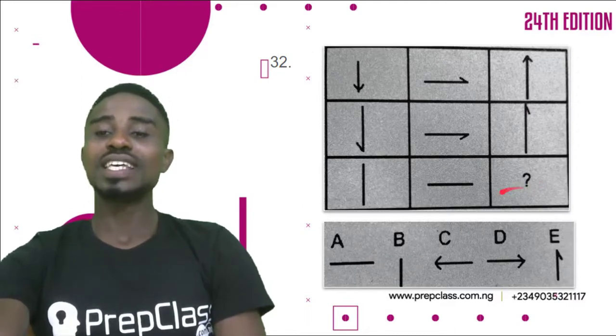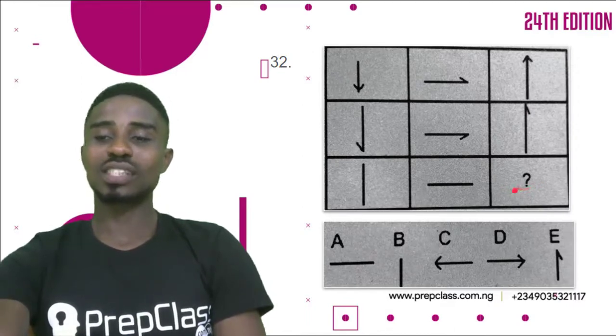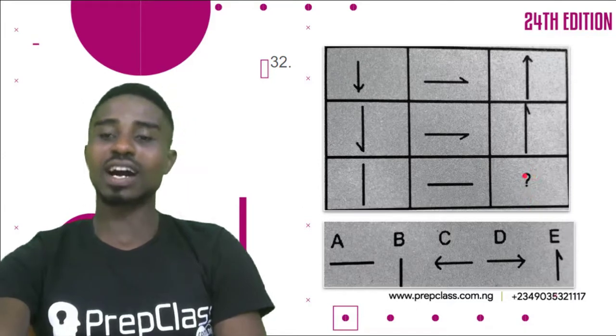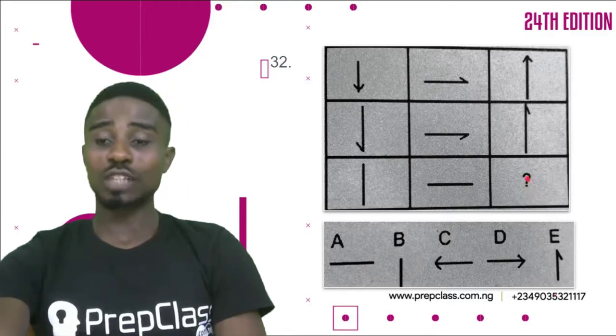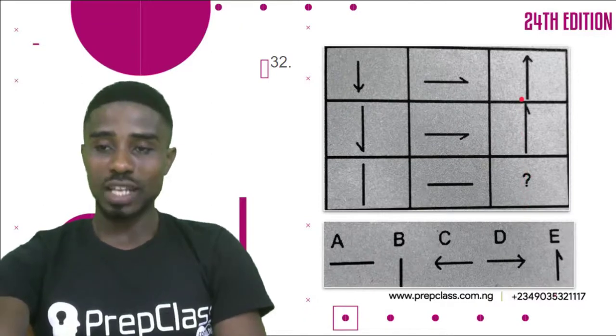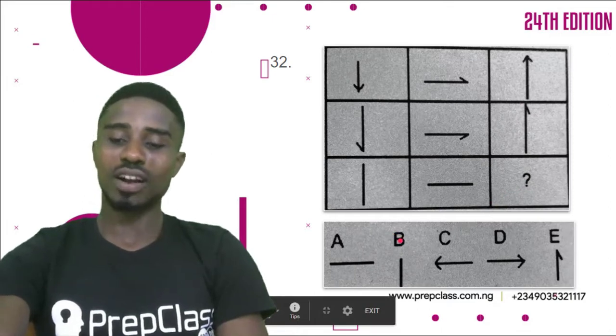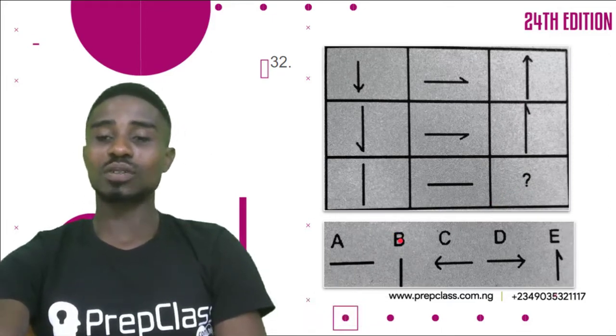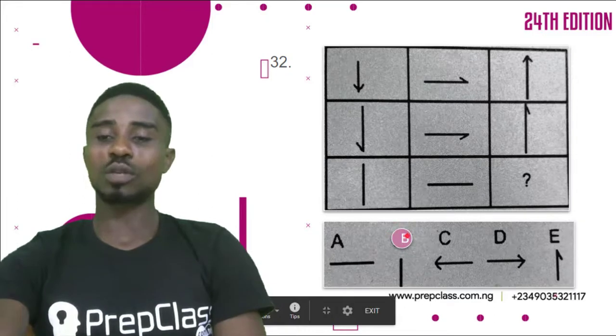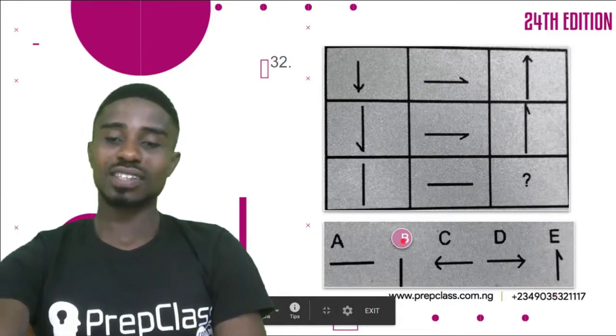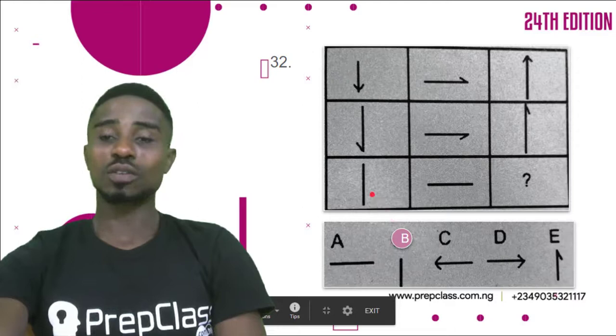It will be a straight line, vertical straight line. That should be our correct answer, a vertical straight line, looking like this. So question 32, option B would be our correct answer. Let's check it out. Question 32, option B is our correct answer. Let's look at the next question.